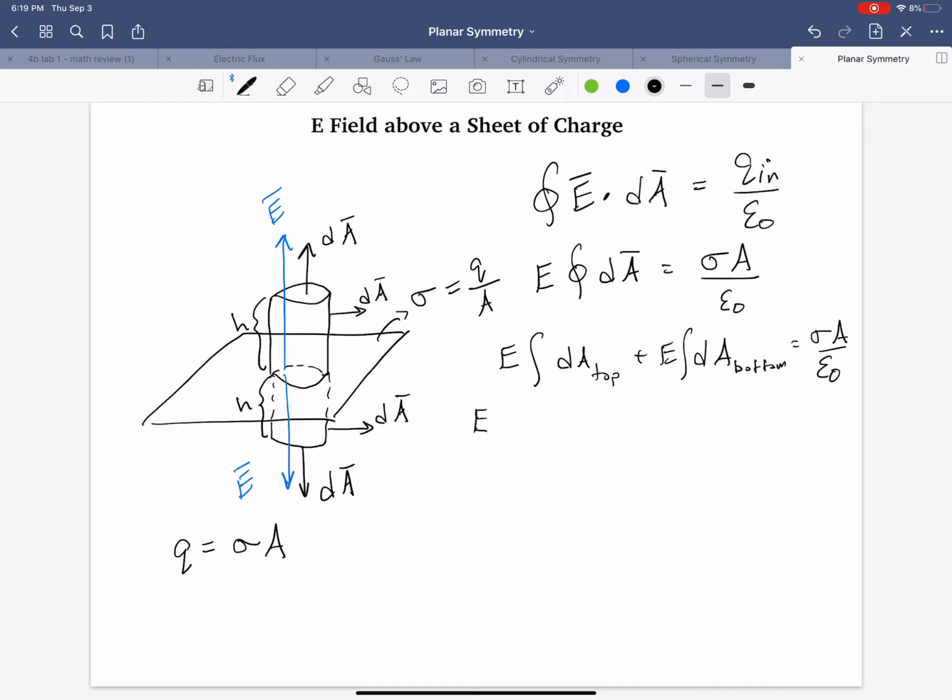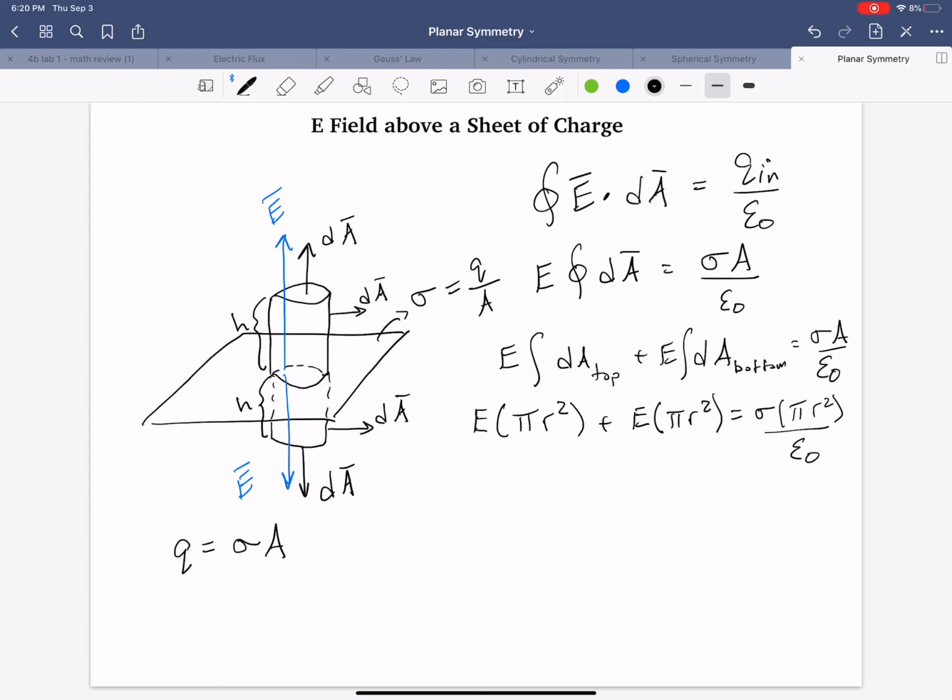What's the area of that top face? Well, that top face is really just a circle, right? Because we've chosen a right circular cylinder, so that area is just, well, pi r squared. Plus the second term, E, the same thing for the bottom, because this is a symmetric cylinder. And the right side, sigma. Now this area, what's the area that has the actual charge inside this Gaussian surface? Well, that's that area right there. That's the same area as the top and bottom faces. So, pi r squared, right?